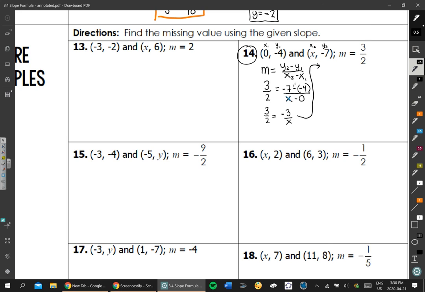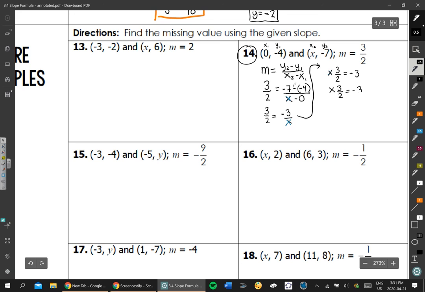Now remember, I cannot solve for x when x is on the bottom. So I need to bring that x over to the other side. So I'm going to multiply both sides by x. Then I get x times 3/2 is equal to -3. All I did was multiply both sides by x. Now I'm going to multiply both sides by 2 to get rid of that 2 on the bottom.